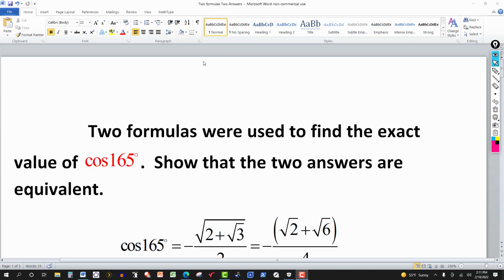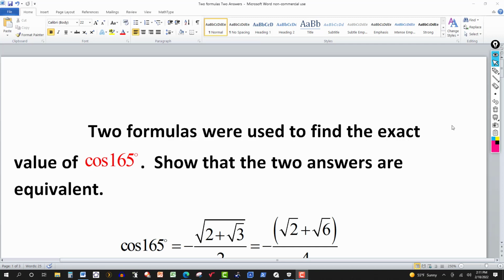In the last video, we used the half-angle formula for cosine to find the exact value of the cosine of 165. I also mentioned in that video that you could also use cosine for the sum of two angles to work it out, and I mentioned that the answer would be different, but they were equivalent. So here we're stating, two formulas were used to find the exact value of cosine of 165 degrees. Show that the two answers are equivalent.